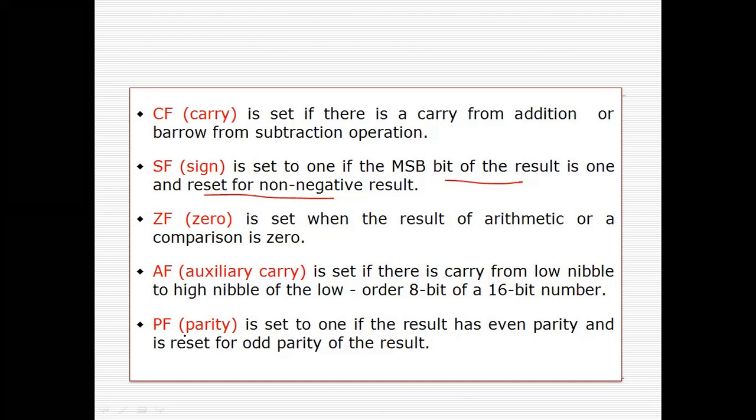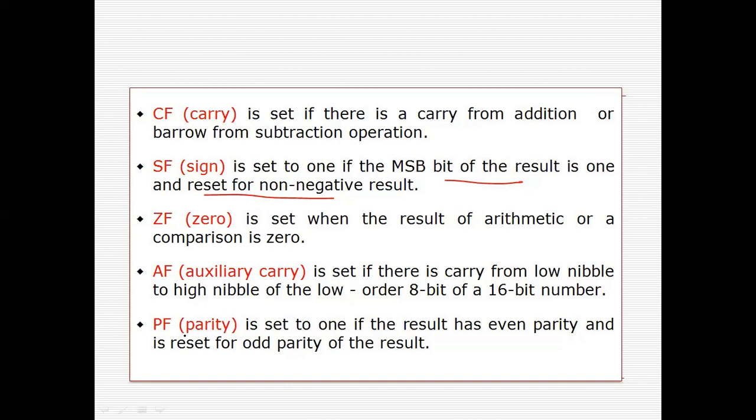And then parity: the number of ones in the result reflects the even parity and odd parity of the result. After performing any arithmetic and logical operation, the number of ones in the result reflects even or odd parity. If the result has an even number of ones, the parity flag is set. If the result has an odd number of ones, the parity flag is reset.